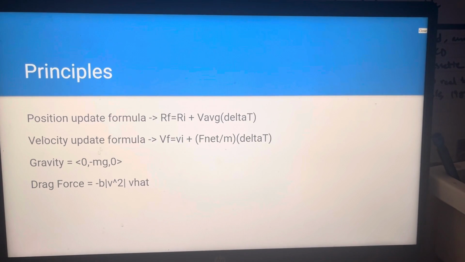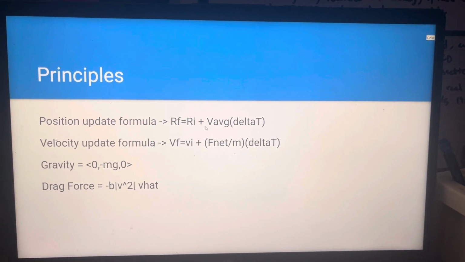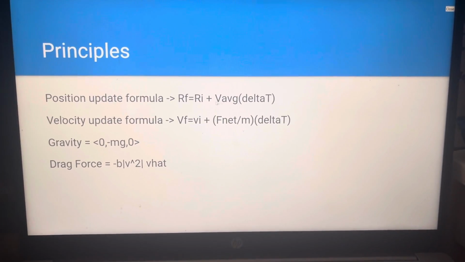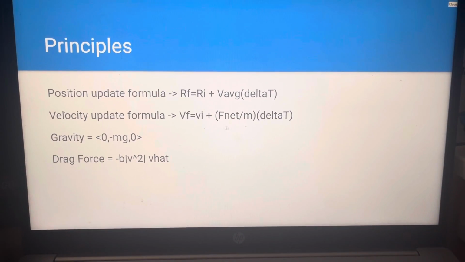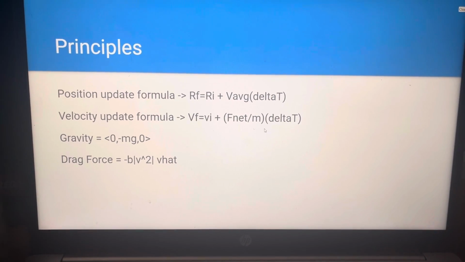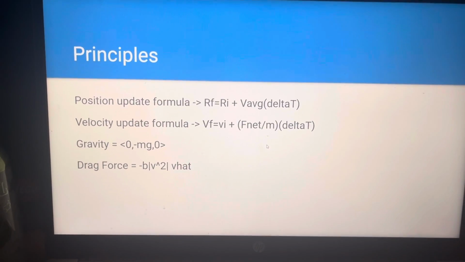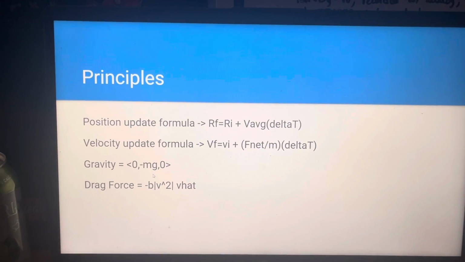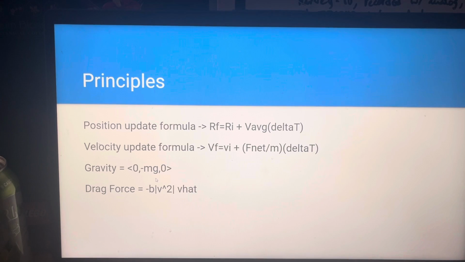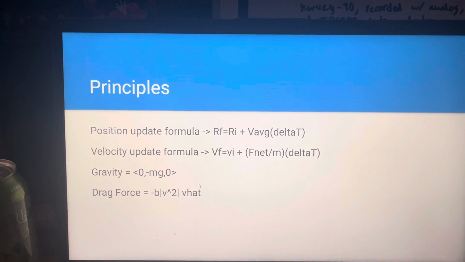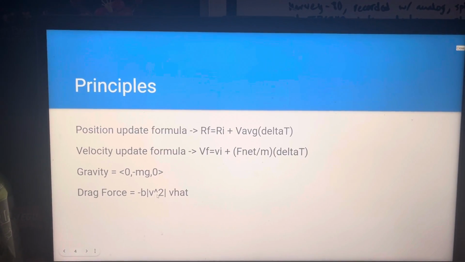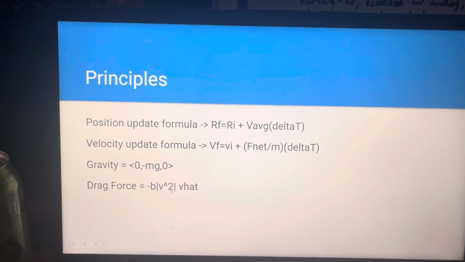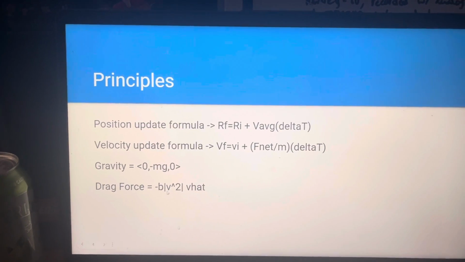So these are the formulas we use. We have R final is equal to R initial plus the average velocity times the change in time. We have Vf is equal to Vi plus F net over m times delta t, and we know that F net over m is equal to acceleration due to Newton's laws. Gravity is 0, negative mg, and 0. Again, g is acting as acceleration in this because F equals ma. So our drag force, we have a proportional constant times the magnitude of velocity squared times the direction of magnitude as the negative.